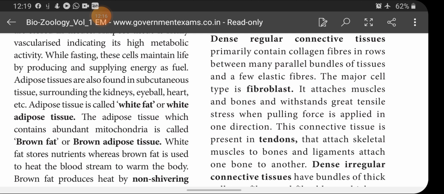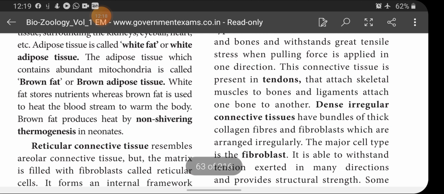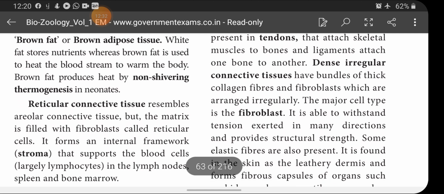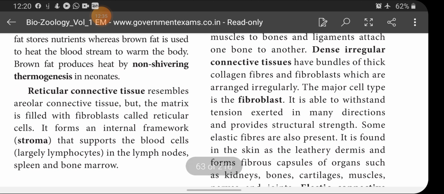Next one is dense irregular connective tissue, which has bundles of thick collagen fibers and fibroblasts arranged irregularly. The major cell type is the fibroblast. It is able to withstand tension exerted in many directions and provides structural strength. Dense regular tissue withstands stress or tension in one direction, but this irregular tissue withstands the tension exerted in many directions.